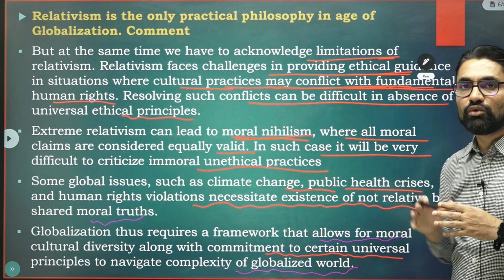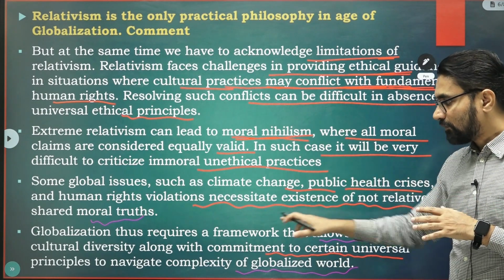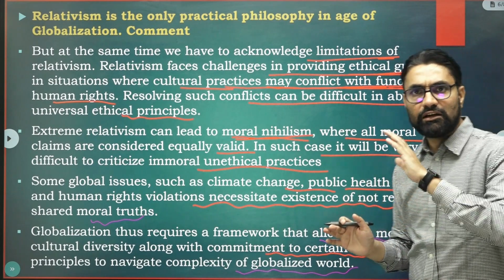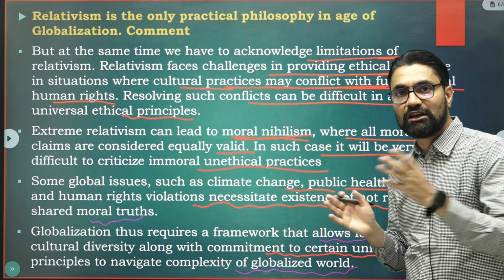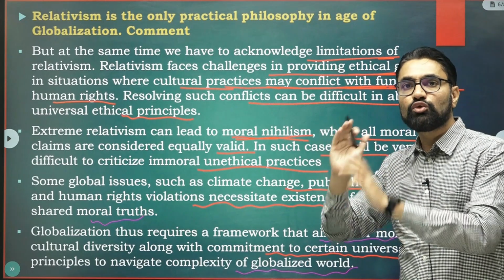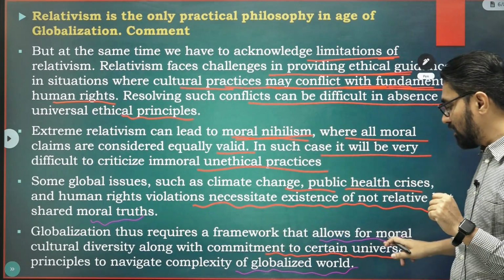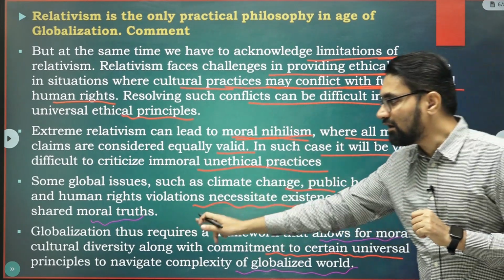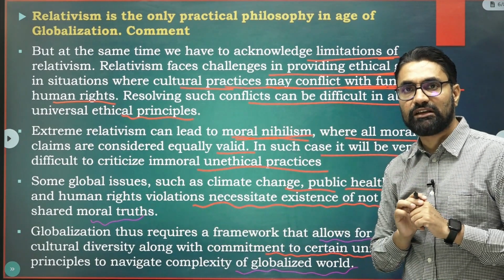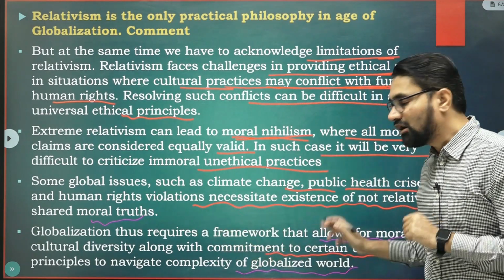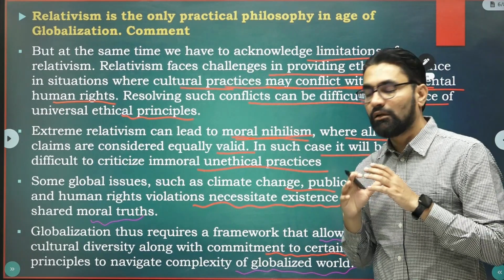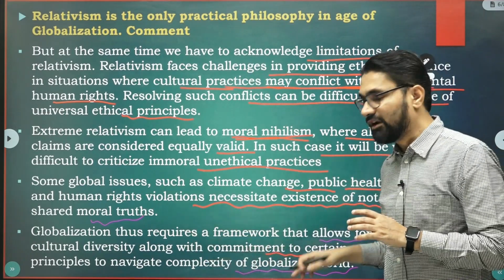So then how did I conclude this? And thus we require a framework, not that relativism is wrong and absolutism is right, or absolutism is wrong and relativism is right. We need a framework that has space for both. So we need a moral framework that allows for moral and cultural diversity. We need cultural diversity, along with commitment to some basic shared principles, shared values, to navigate the complexity.